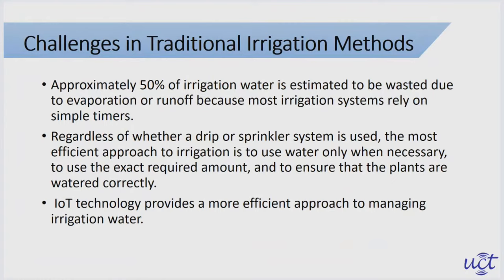And regardless of whether a drip system or sprinkler system is used, even with modern irrigation systems like drip and sprinkler irrigation, we don't know how much water is required on which days. Some days, when it is hotter, we require more water. When the environment is cooler and the temperature is down, we need a different amount of water. All these things can be monitored with the help of sensors. And IoT provides an efficient approach to managing irrigation water. With the help of IoT, we can properly manage what amount of water we are using.